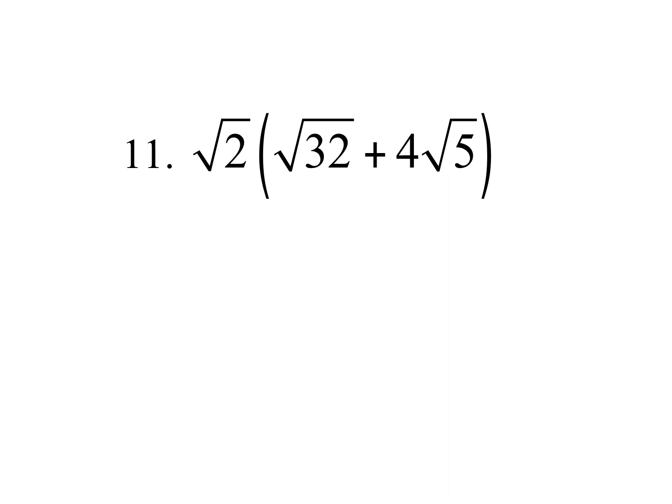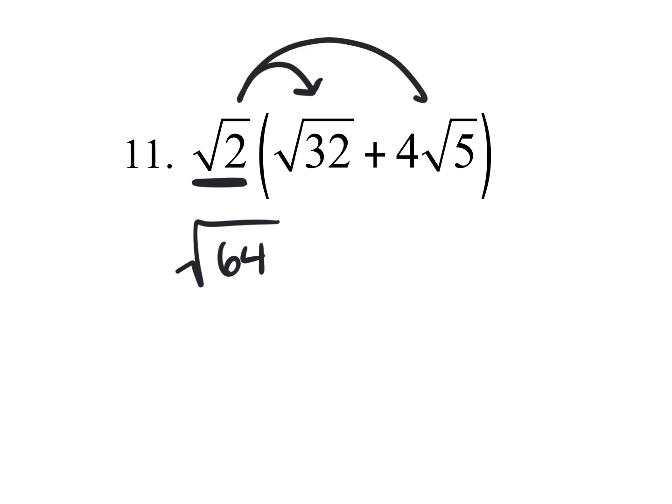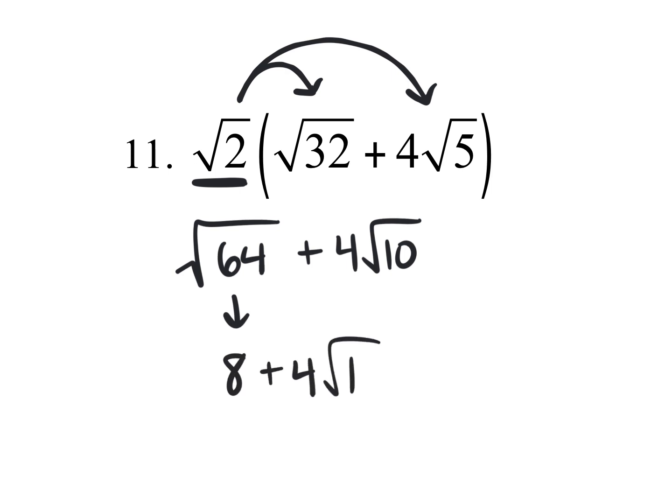Number 11, we've got a number outside, which means I am distributing. There's not 2 sets of parentheses, just 1. So I'm taking the square root of 2 times the square root of 32, which is the square root of 64. And I take the square root of 2 multiplied by 4 square root of 5, and I get 4 square root of 10. And we got to make sure we're simplifying these things. Square root of 64 is 8, plus 4 square root of 10. And that is our final answer. We cannot add the 8 and the 4 together.